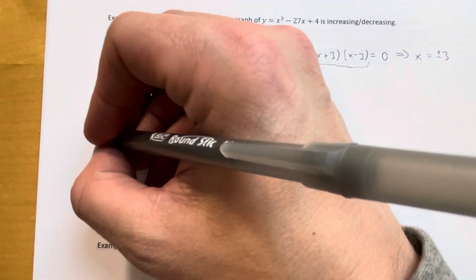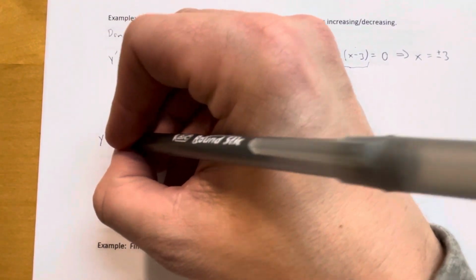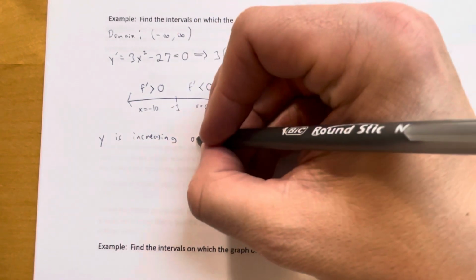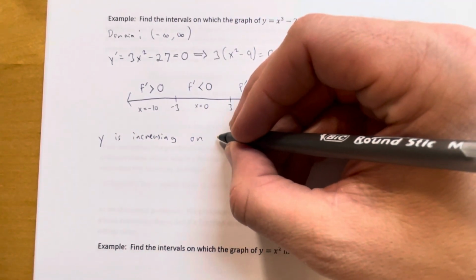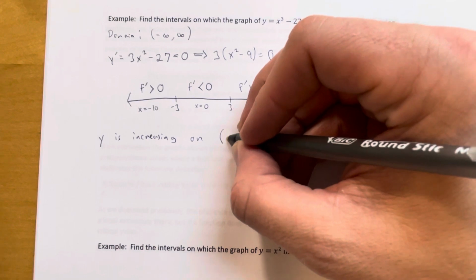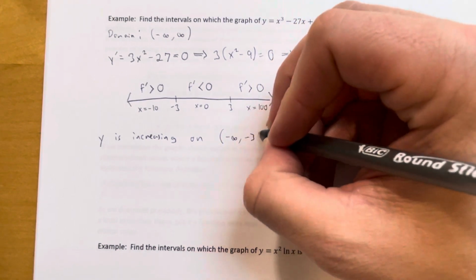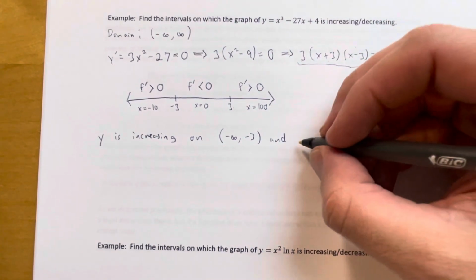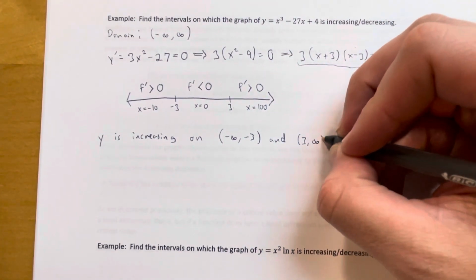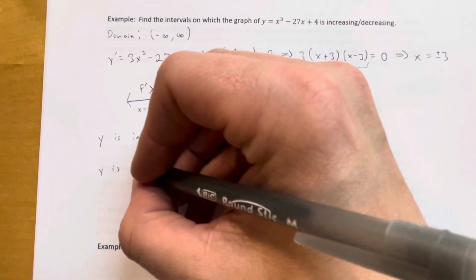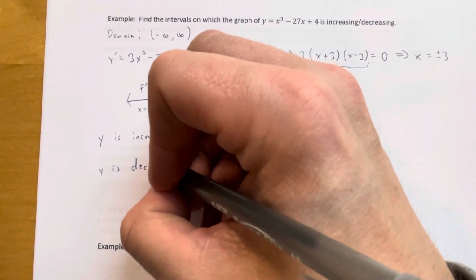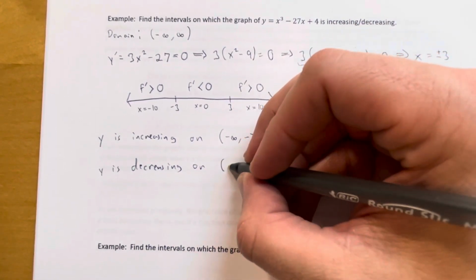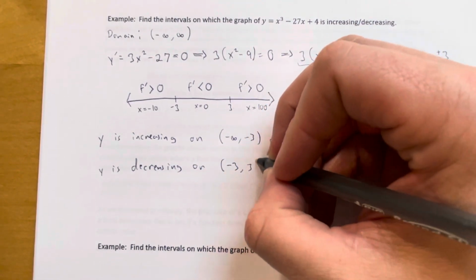So I can say that y is increasing on this interval here, -infinity to -3. That's this subinterval. And also from 3 to infinity. y is decreasing on the only interval that we haven't talked about, -3 to +3.